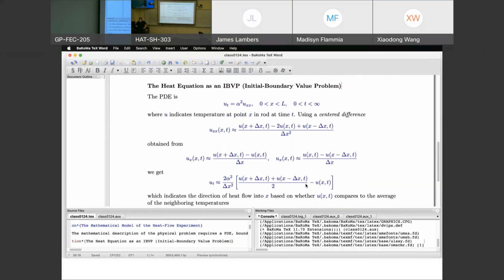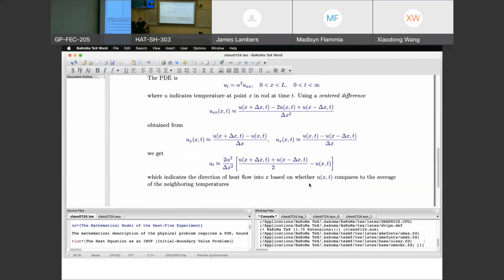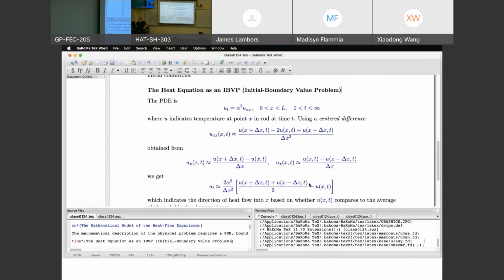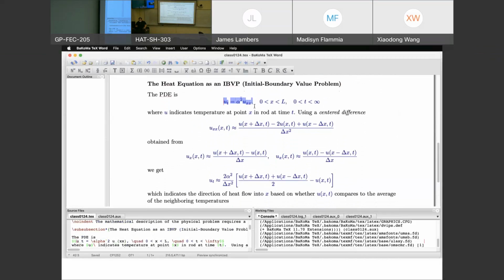Okay, so here's our PDE. UT is alpha squared UXX. Alpha is a constant, a coefficient that indicates thermal conductivity. And we also indicate the domain of the problem. So here we have the spatial domain, x between 0 and L, and then the time domain starting from 0 to infinity.